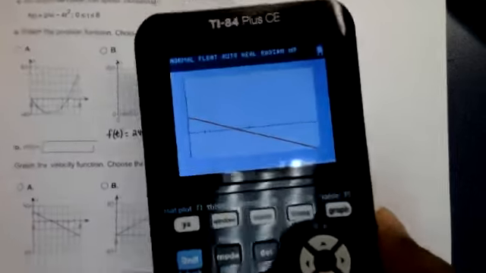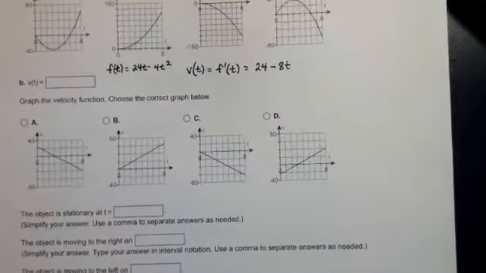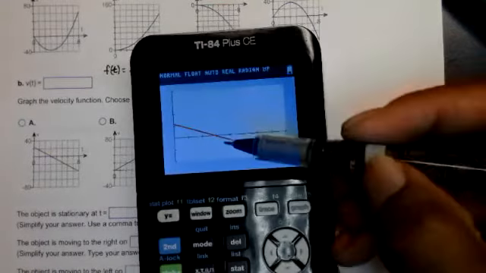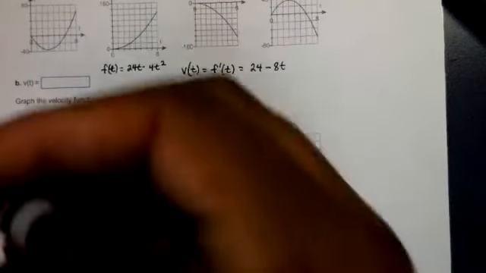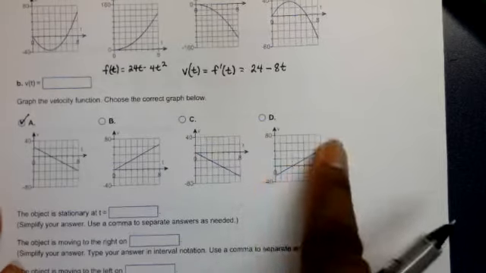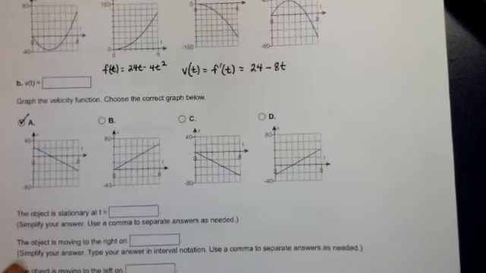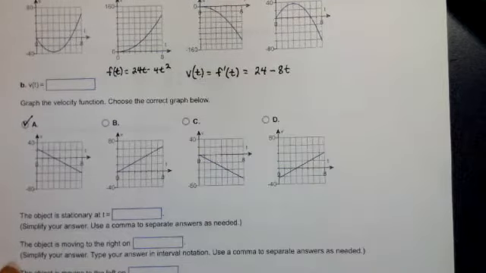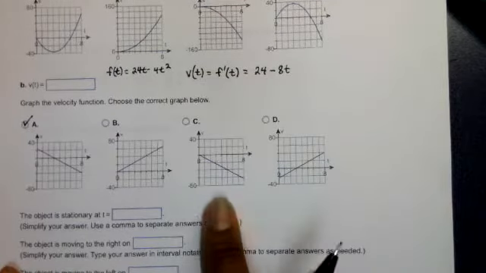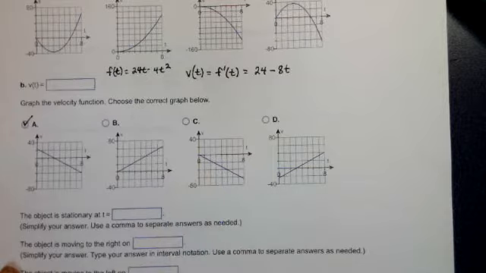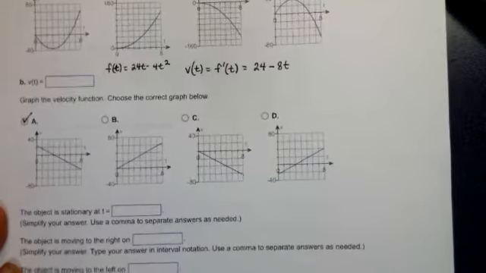Now let's select the graph that best fits the one that I have on the screen. If you notice, it's crossing the x-axis here at 3, so it'll have to be answer A. It can't be B or D, because notice that the line is rising from left to right. The one that I have here is falling from left to right. And it can't be C, because it's crossing the x-axis at 0. So it must be answer A.